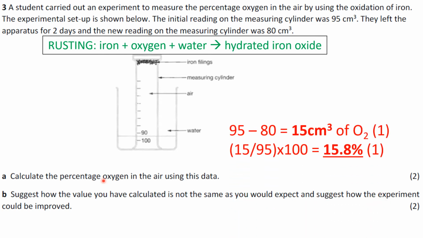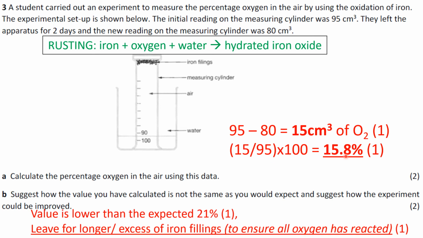So calculating the percentage of oxygen in the air, what we need to do is calculate how much oxygen has been removed and then put that as a fraction over the total amount of air we started with. So 15 centimeters cubed of oxygen was calculated, and we've got to divide that by the total amount of air we had at the start and times it by 100 to make it a percentage. Now, these brackets and ones here just tell us that we get 1 mark for each. I would always recommend having your calculations in, just so we can see where you went wrong, and you can see that and learn from it.